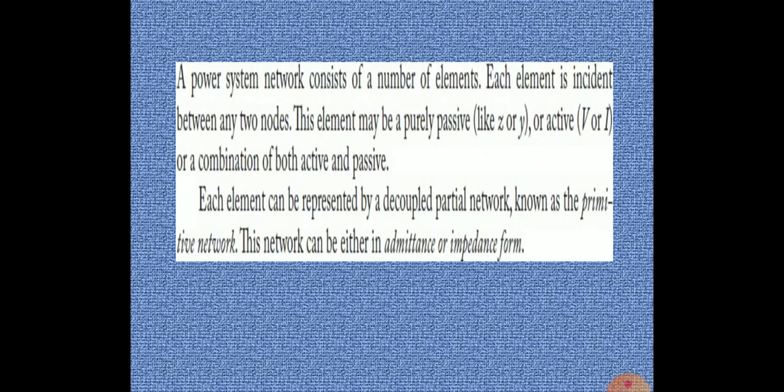A power system consists of a number of elements. Each element is incident between any two nodes. This element may be purely passive like Z or Y, or active like V or I. A passive element represents impedance or admittance, and an active element means voltage or current, or a combination of both active and passive. Each element can be represented by a decoupled partial network known as a primitive network. This network can be in admittance or impedance form.